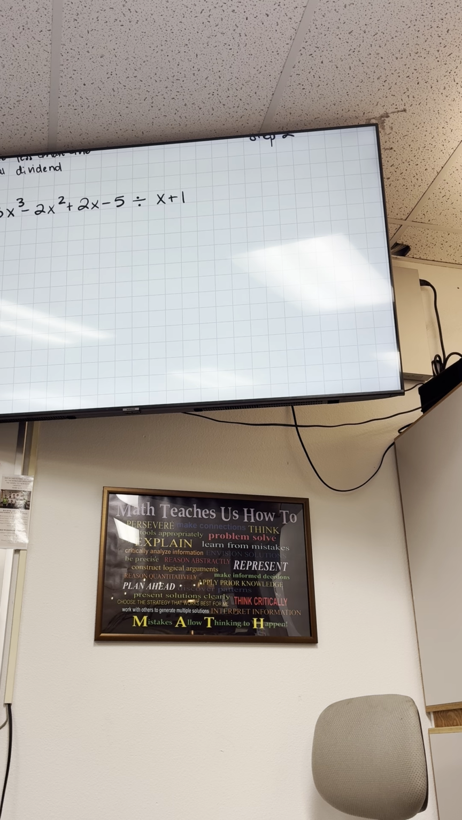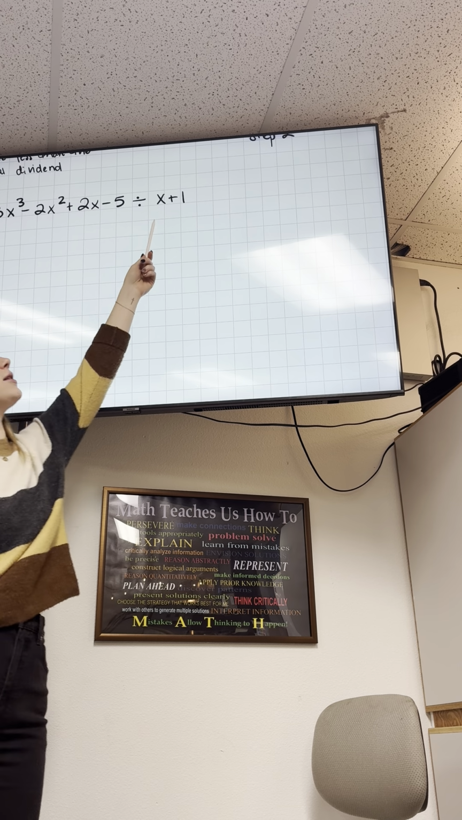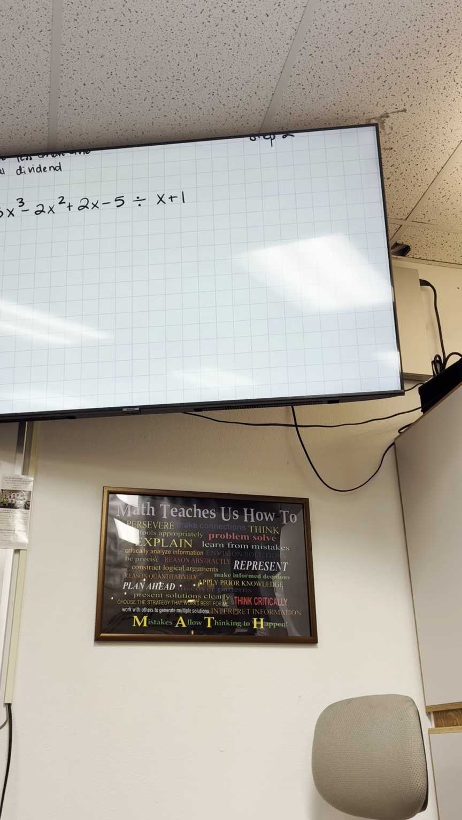So you've got 3x cubed minus 2x squared plus 2x minus 5. We're dividing that by x plus 1. So this goes back to Malachi's question. Notice this x has a coefficient of 1. So that's always going to be the format for synthetic division to work. We also want to check to make sure that our dividend decreases perfectly by degree. In this case, it actually does.